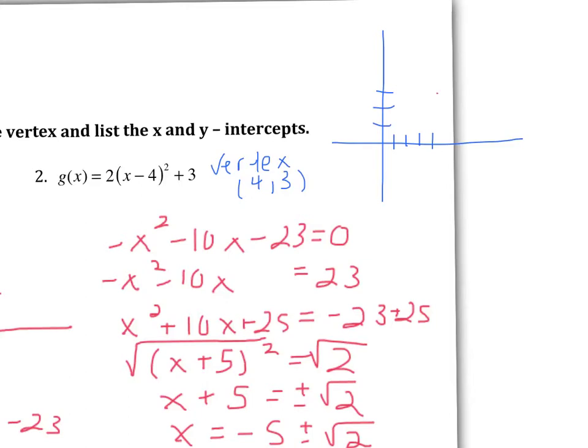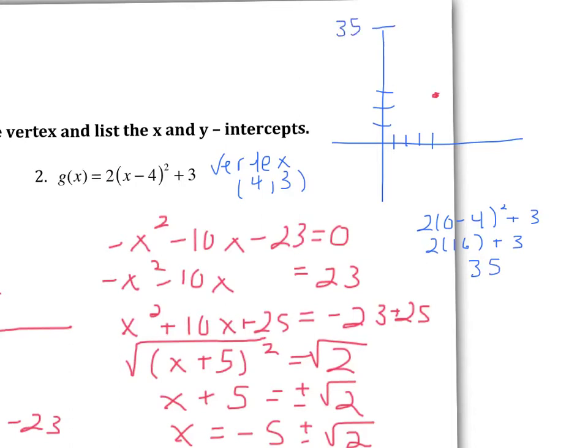And it's a good idea to kind of graph as you go. And now I'm going to find the y-intercept. And to do that, I'm going to plug 0 in for x. So I get 2 times 0 minus 4 squared plus 3, which is 2 times 16 plus 3, which will be 35. So I have a y-intercept way up here at 35.